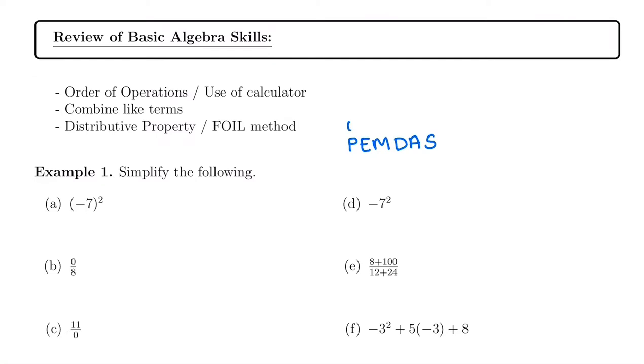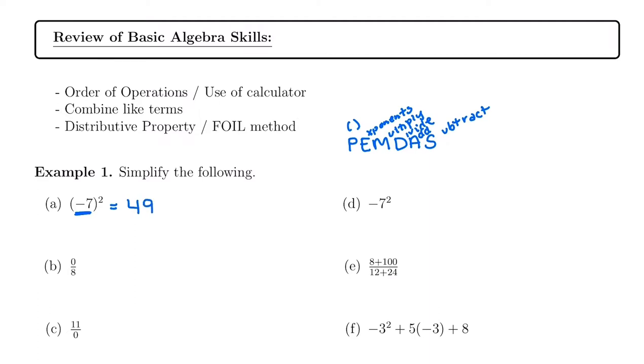So we're going to start with parentheses, then we're going to go to exponents, then we'll multiply, then divide, add, subtract. So we're going to go in that order of PEMDAS. We're going to look at what's inside the parentheses, and we're going to enter it into our calculator just like this, or we can think of it as -7 squared. So -7 times -7 is a positive 49.